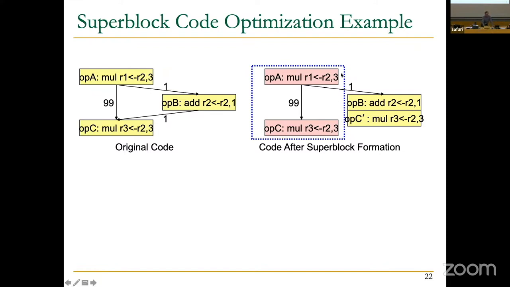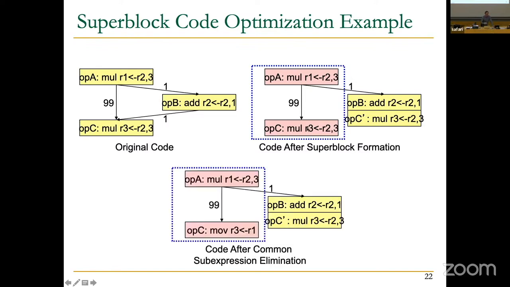Now, what do you see over here? This multiply and this multiply are doing the same thing, right? On the frequently executed path, you don't need to execute this multiply. You can basically reduce the strength of it to a move. This is called common subexpression elimination. The subexpression is R2 times 3, R2 times 3. The compiler figures this out, and says this multiply can just take the register value R1 and copy it into R3.